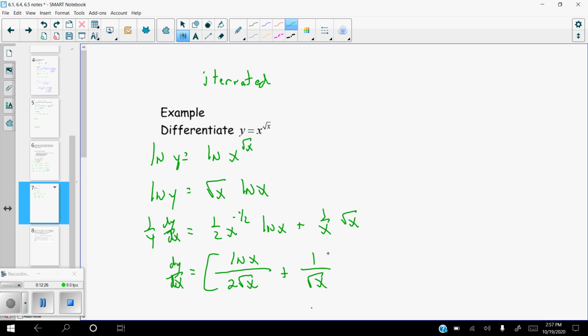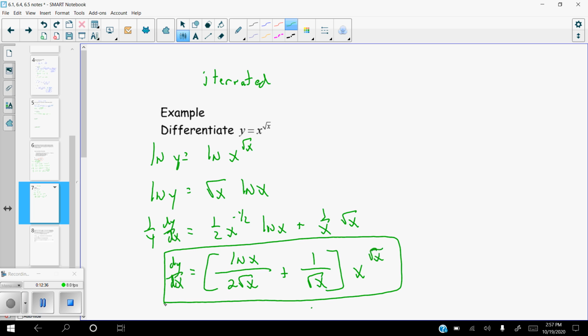And I'm multiplying both sides by y, so I put that in a big bracket. y was x to the square root of x. And that's your derivative. Okay, that is not something you could do using our standard rules that we've done up to this point.